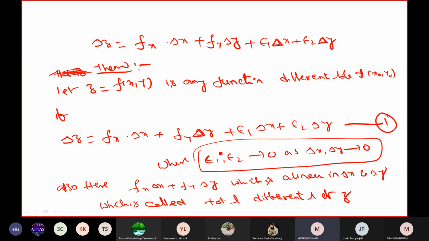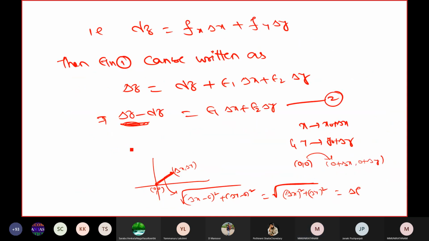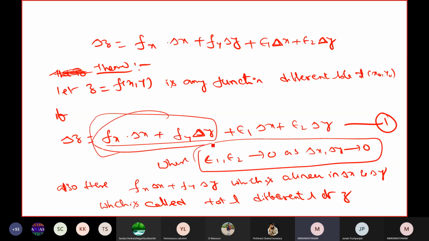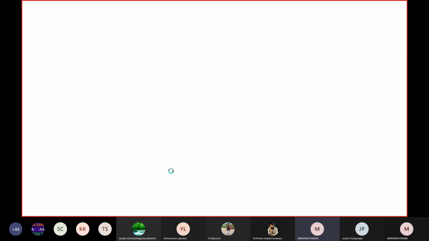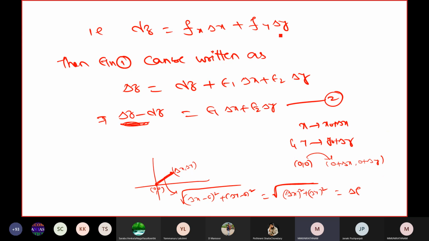To prove this, epsilon 1, epsilon 2 tend to 0, I can take the linear function in delta x, delta y as total differentiation, that we call dz. This one I am treating as dz, total differentiation. So dz is fx delta x plus fy delta y.